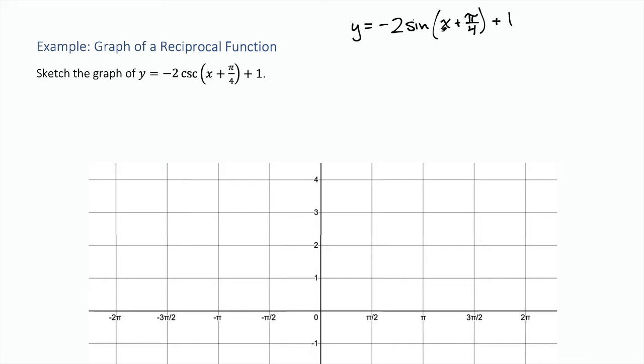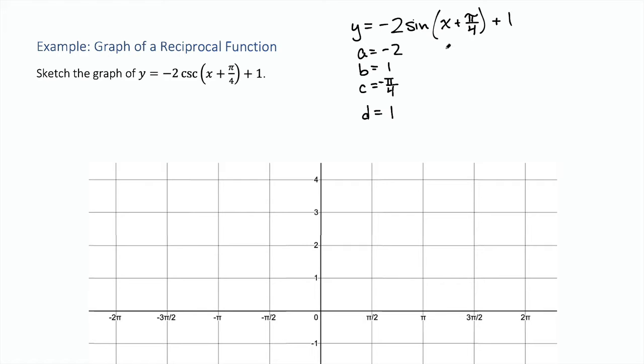So we'll identify our a, b, c, and d. A is -2. B is 1. C is negative pi over 4. And D is 1. And we can get all the different key features that we need from this.